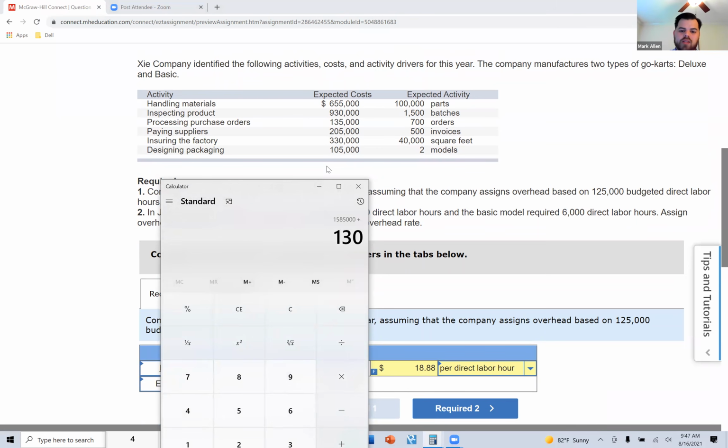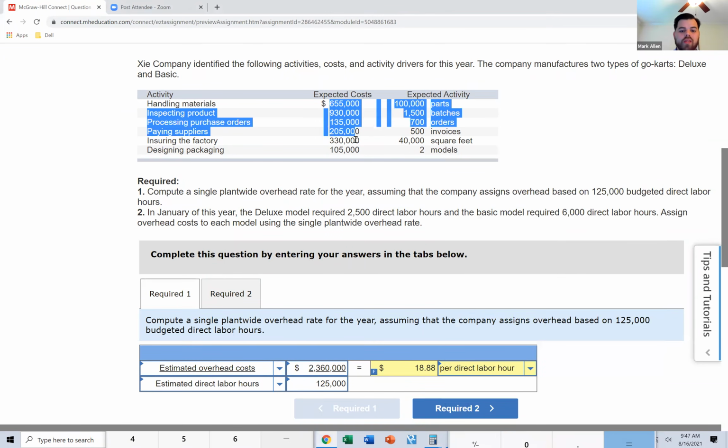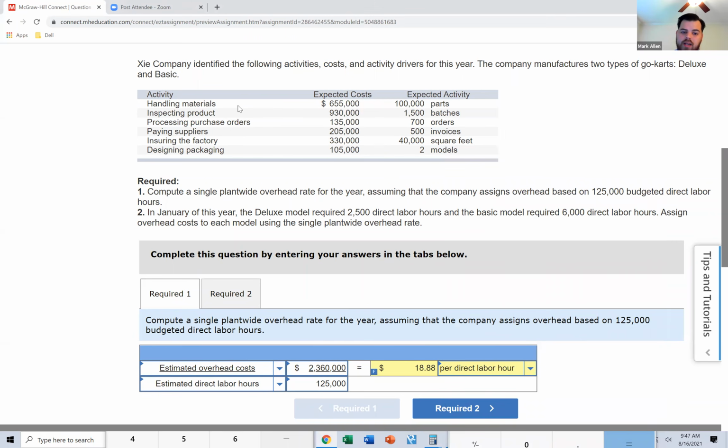So 655 plus 930 plus 135 plus 205 plus 330 plus 105. All right, so there's the 2,360,000 that they got here. So that's how they got it. It's just an addition of all these expected costs. These are all overhead items: handling materials, inspecting product, processing POs, paying suppliers, insuring the factory, and designing packaging, all related to overhead, as we've discussed.